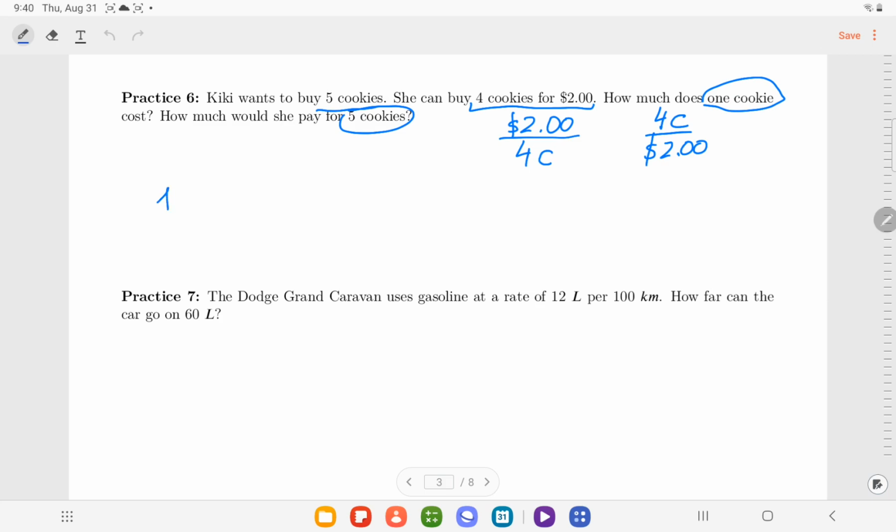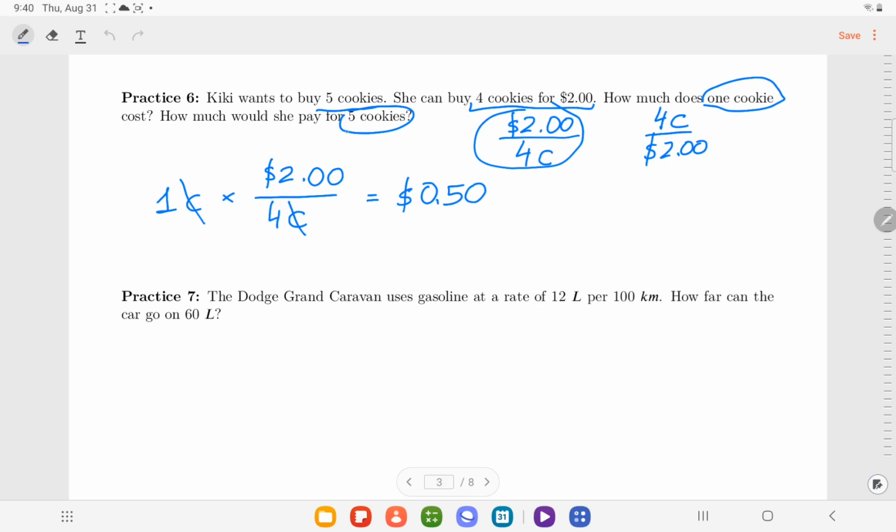If it's only one cookie, and we know that this is how much we pay for 4 cookies, so if 4 cookies cost $2, cookies cancel out. 1 times 2 divided by 4, that's 50 cents.